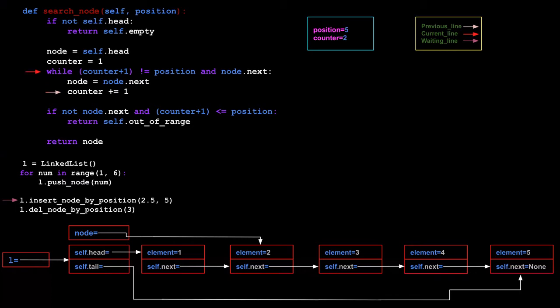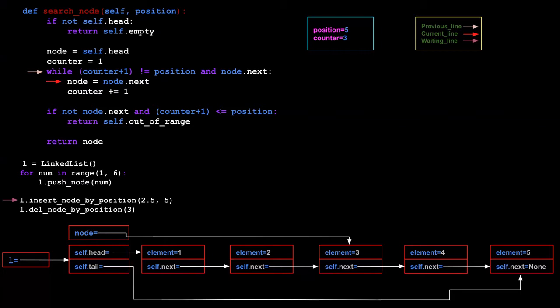2 plus 1 is 3, which is not equal to position, and node.next contains an address that points to another node. So we get inside. Now we reassign the pointer node to the pointer node with an address that does not equal null, which points to the node that contains element 3. And again, that's how we traverse the linked list. Now we are pointing to the node that contains the element 3. We increment by 1. We do the same thing.